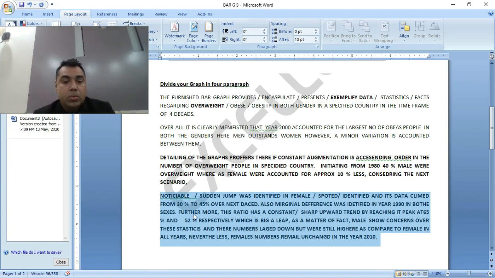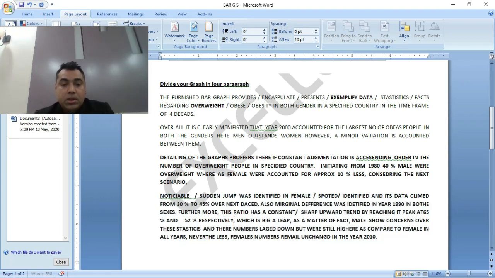Okay, so let us go through it once again. Paragraph number 4. Noticeable jump was identified in female, and the data climbed, or the data rocketed. Also you can use a different vocabulary, that I will tell you. Noticeable jump was identified in the female, and the data climbed from 30% to 45% over the next decade. Also, minimal difference were identified in the year 1990 in both the genders. Furthermore, this ratio has a constant or a sharp upward trend by reaching its peak at 65% and 52% respectively.